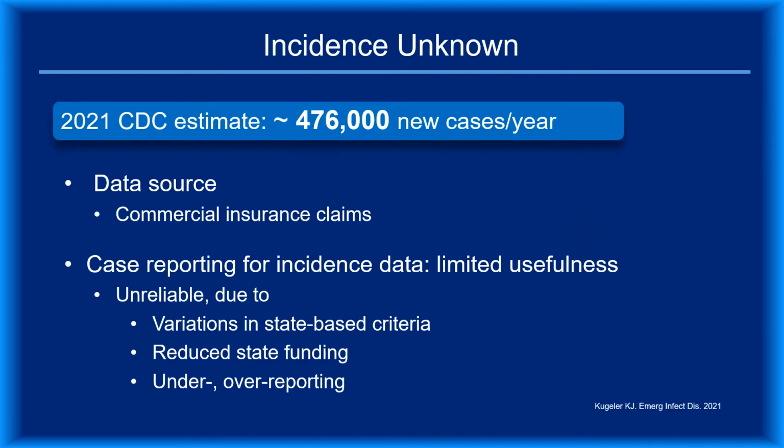Why merely qualitative? It's because there's significant uncertainty regarding the annual incidence of Lyme disease. Using a large database of commercial insurance claims, the CDC now estimates that there are approximately 476,000 new cases of Lyme disease annually in the U.S. This value is more than 10 times higher than what is reported through the surveillance system. Considering the inherent weaknesses of the reporting system, the difference isn't particularly surprising.